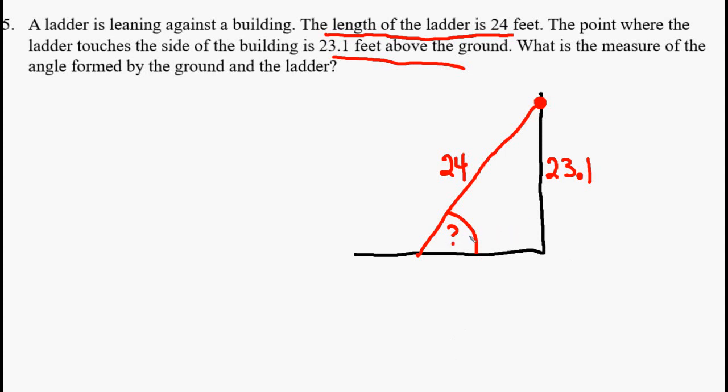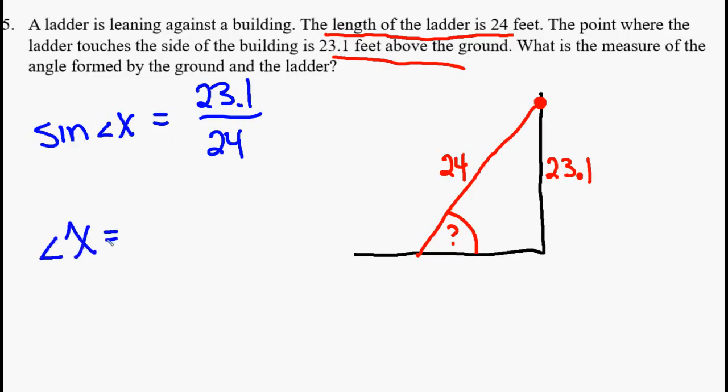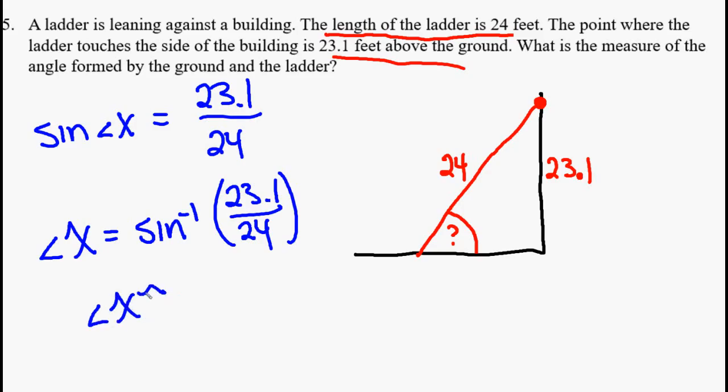From that angle's perspective, we have opposite, we have hypotenuse. Opposite and hypotenuse mean sine. The sine of angle, let's just call it angle x, is equal to opposite, 23.1, divided by hypotenuse, 24. And once again, we will sine inverse, and our angle x will be the sine inverse of 23.1 divided by 24. So we divide the fraction, we do the sine inverse button, and we get angle x, as I'm calling it, is approximately 74.3 degrees.